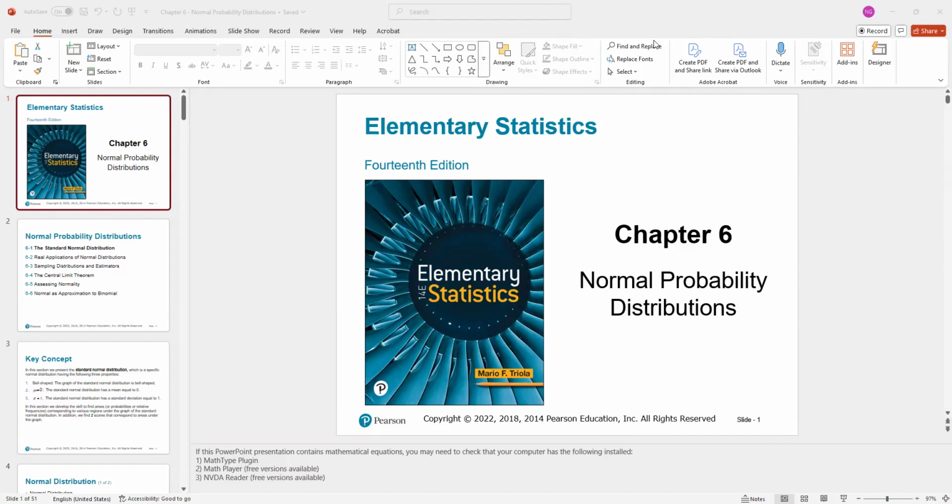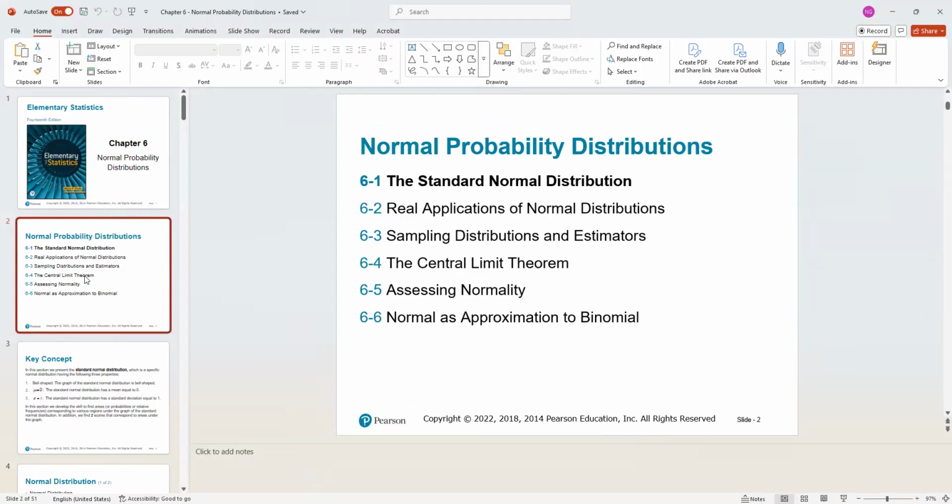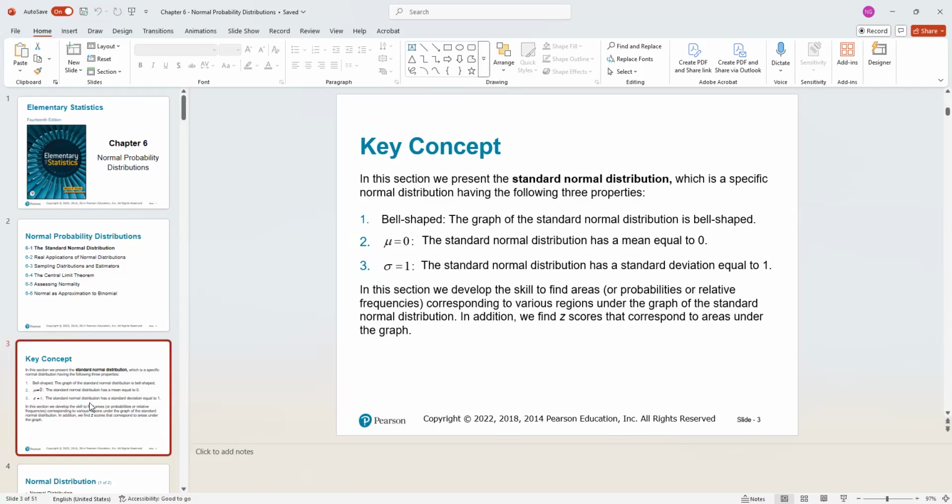In this first section, of course, we're going to start with the standard normal distribution, where we would describe the characteristics of a standard normal distribution. We would find a probability of some range of z-scores in a standard normal distribution. We would find z-scores corresponding to regions under the curve representing a standard normal distribution. So let's go very quick in terms of key concepts, what we're planning on doing here.